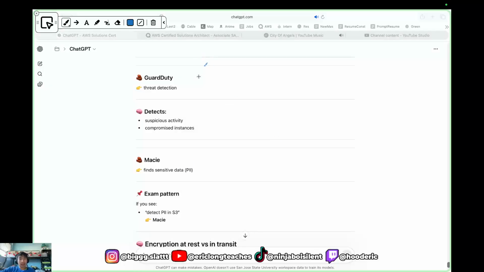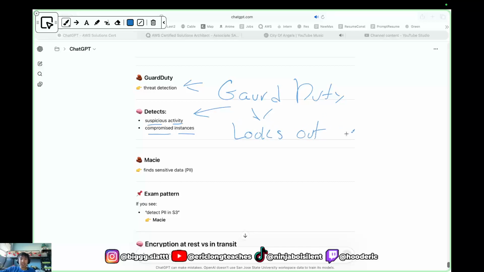Okay, we could see that GuardDuty is good for threat detection. So it goes ahead and figures out if anything is suspicious or if there are any compromised instances. It doesn't actually do anything other than just detect. So that would be GuardDuty. You can think of it like this: a guard kind of just looks out, but doesn't really actually do anything. Doesn't take action.